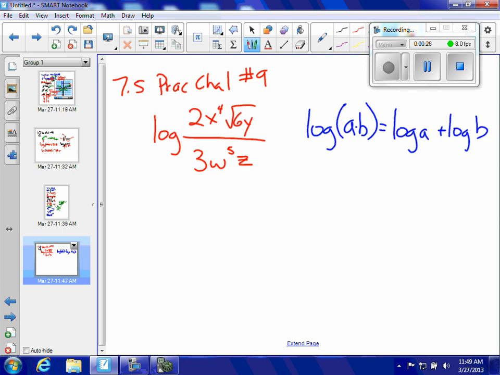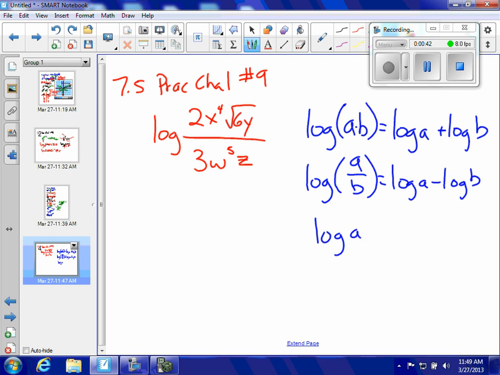I'm going to use the fact that log A divided by B is equal to log A minus log B. And I'm going to use the property log A to the x power is equal to x log A. So you need to be familiar with all of those properties. So I'm going to begin to expand this.